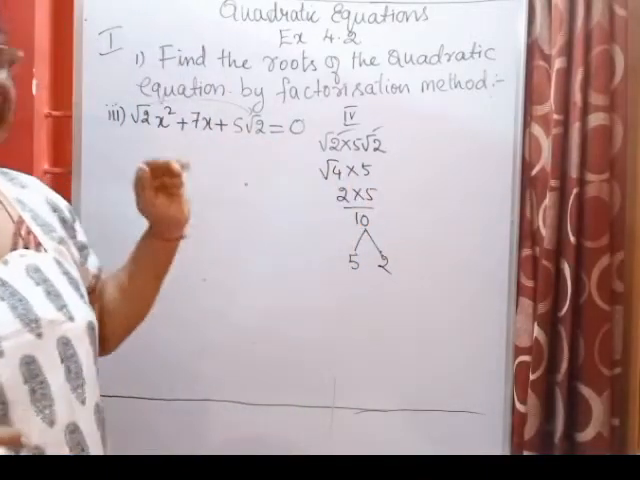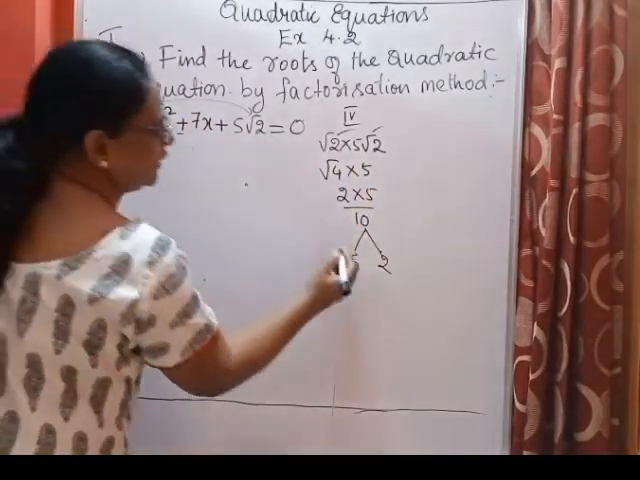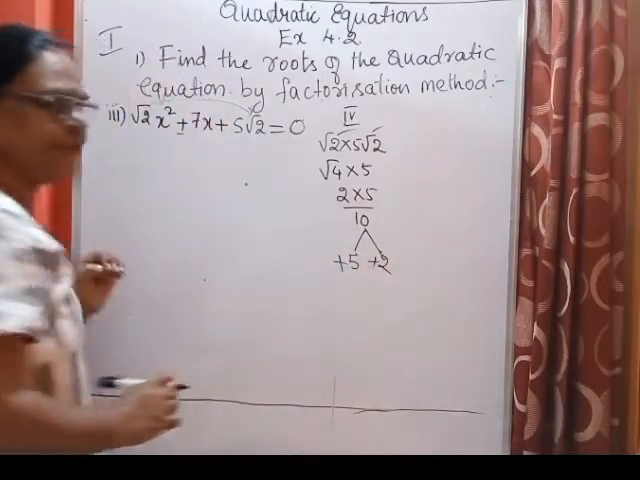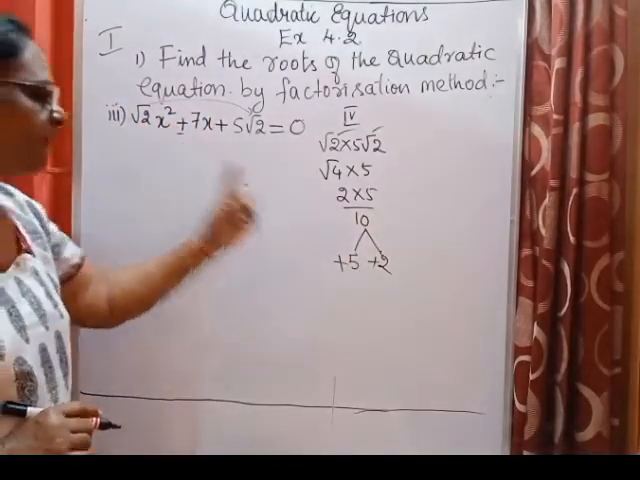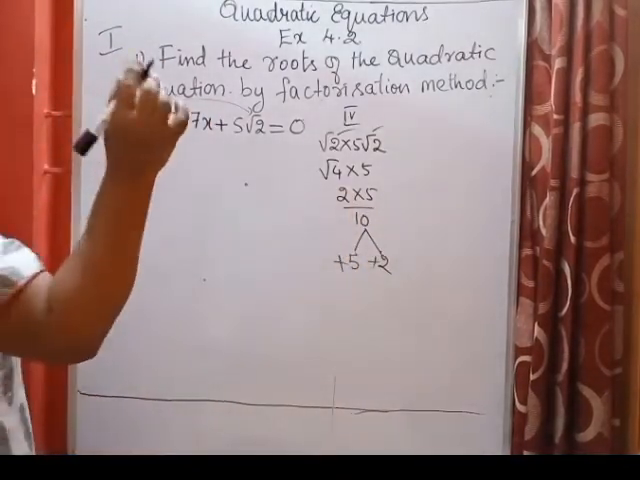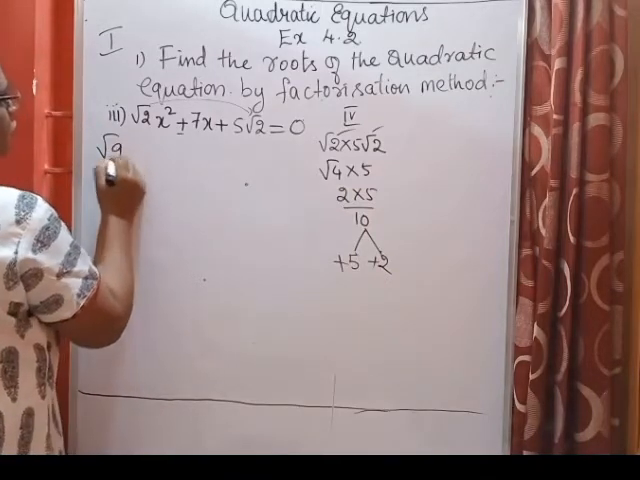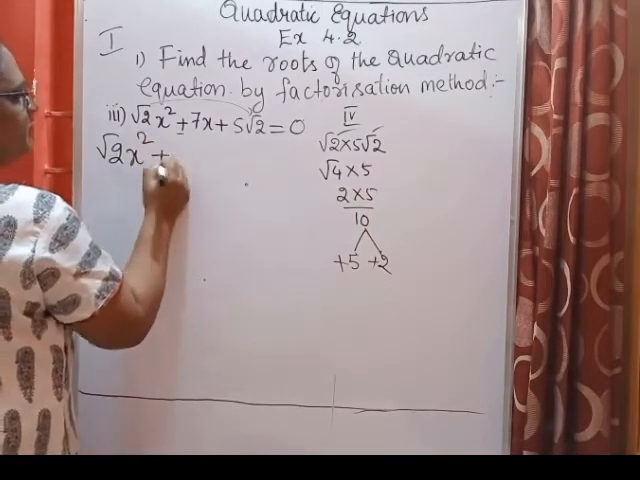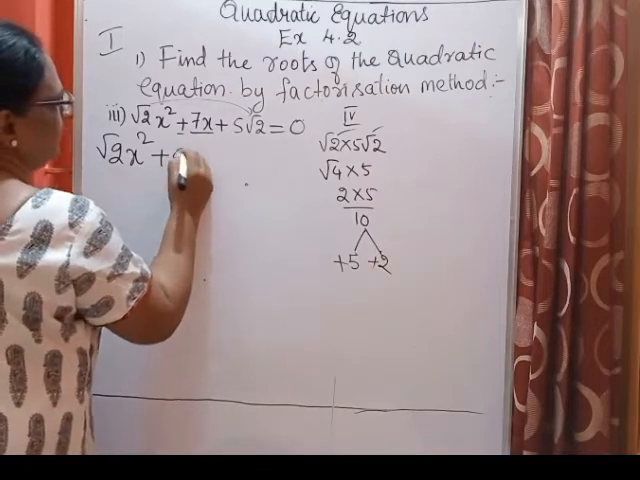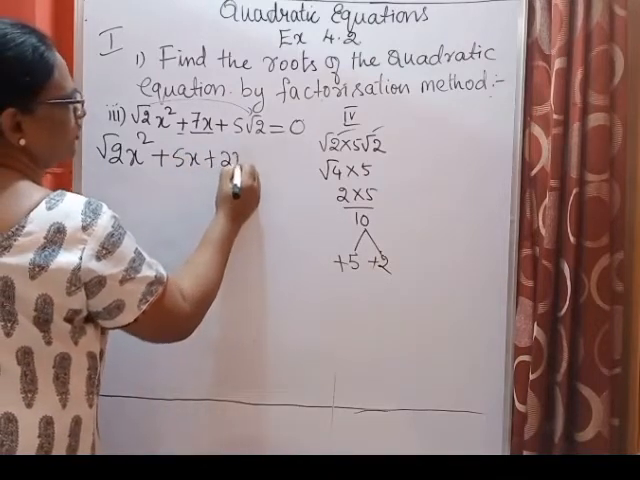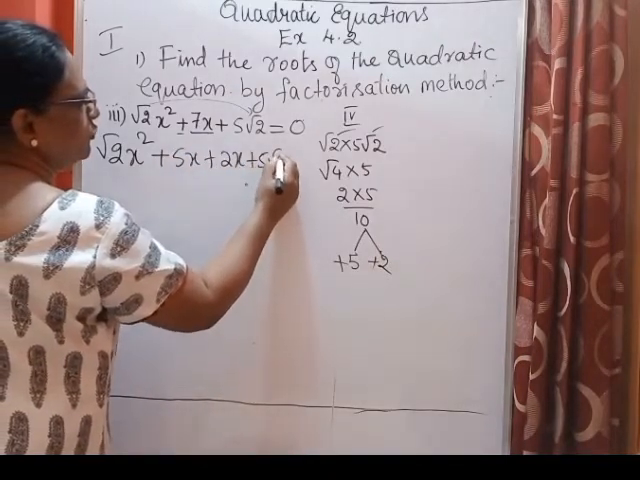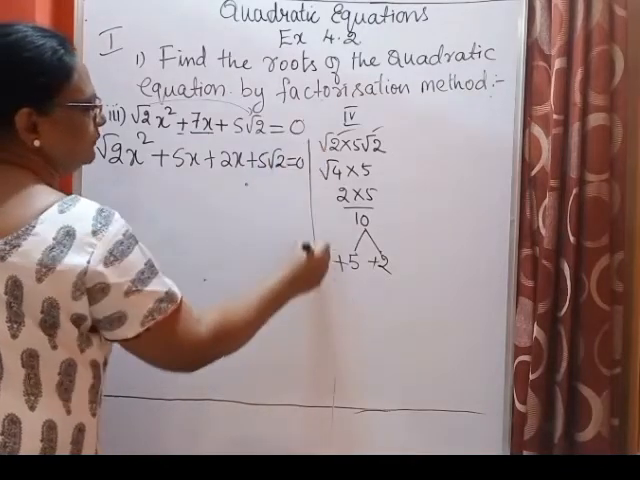Here you are adding and getting, so what is the middle term sign here? That will go to both the terms. Okay, middle term sign will go to both because you are adding here. So now I am going to write root 2 x square plus, instead of 7x I will write 5x plus 2x plus 5 root 2 is equal to 0.